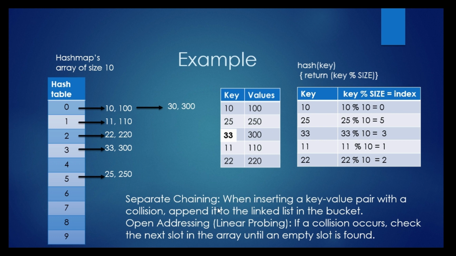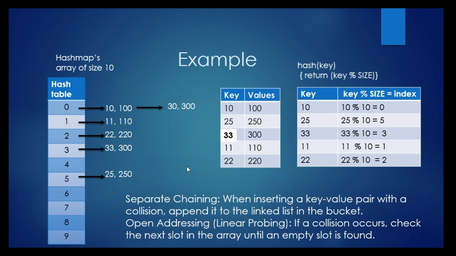The other method that you can use is open addressing, where we have linear probing. If a collision occurs, we check the next slot in the array until an empty slot is found. So in open addressing with linear probing, we check for an empty slot, and our next empty slot will be the fourth index. So our 300 key value pair could have been saved on the fourth index.